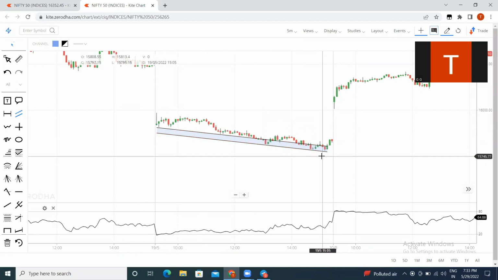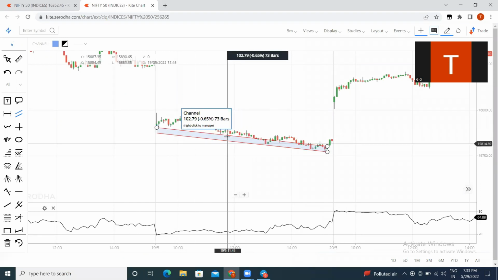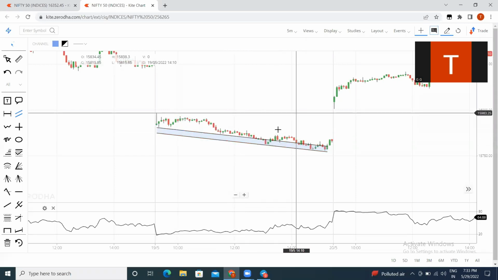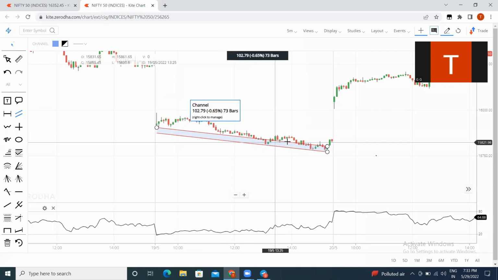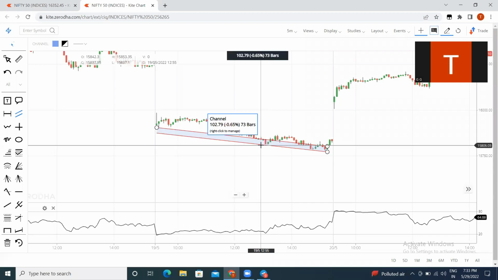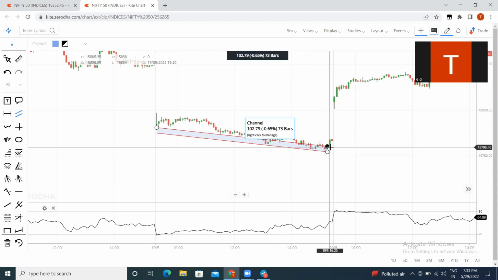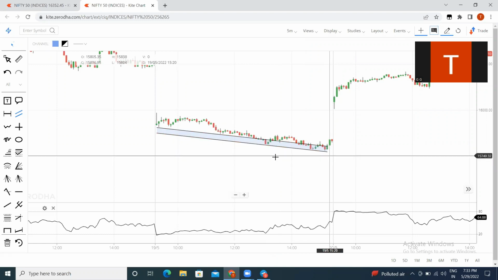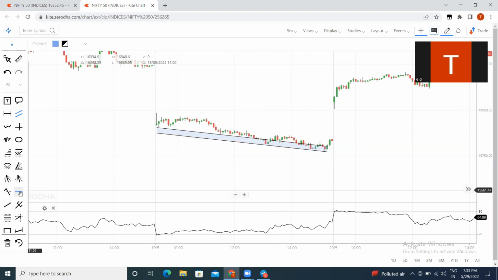These puts are usually trading at 20-30 at that time in the afternoon. So what I do is I sell something at 20-30. I keep a stop loss of 40, 45, 50. And as time passes, that put becomes zero. So on this day, because this channel was somewhere around 15,800, I said I'll sell the 15,750 put. So this is the put I was selling that day.